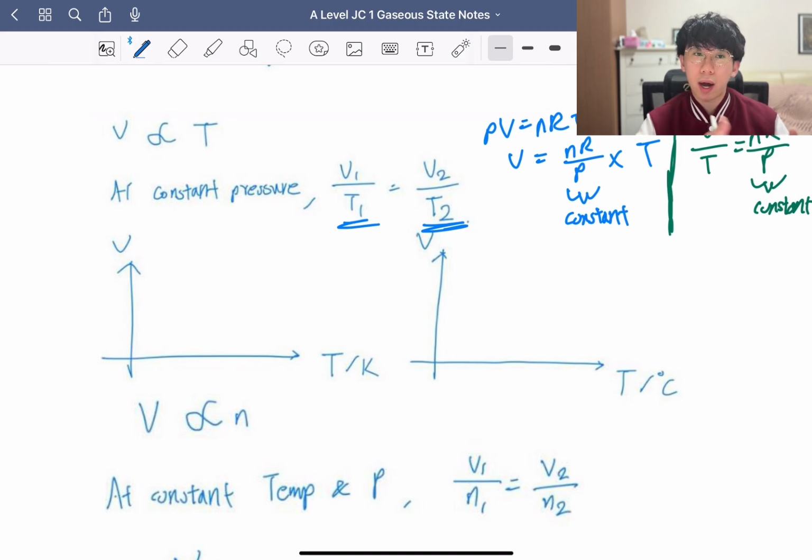So with V on the y-axis and T on the x-axis, and T is especially in Kelvin, right? We know that the lowest T can ever go is 0. So from 0, we can already plot the graph as shown.